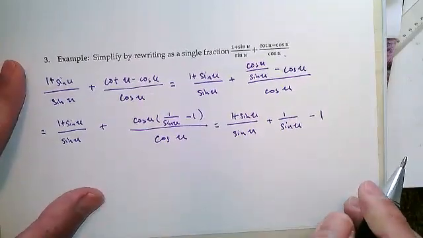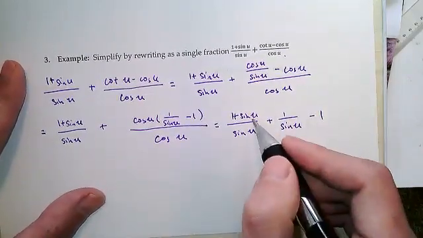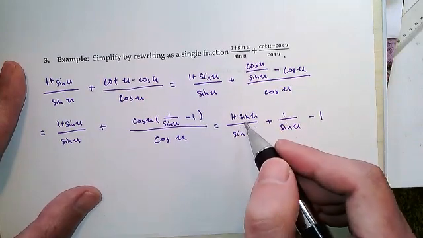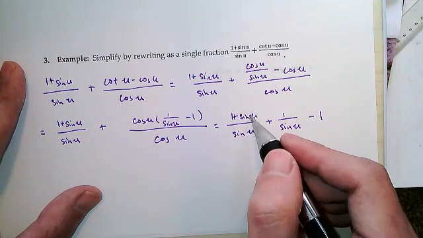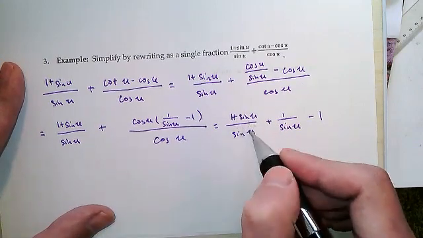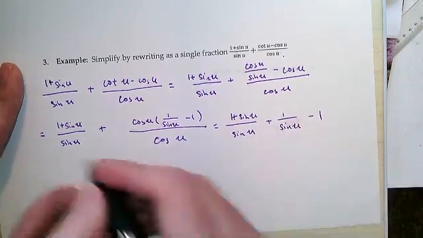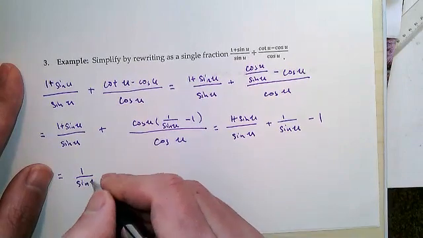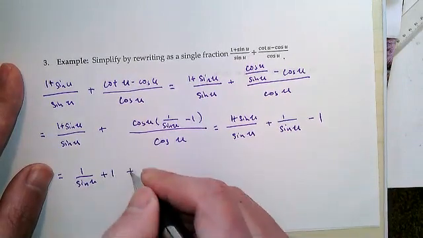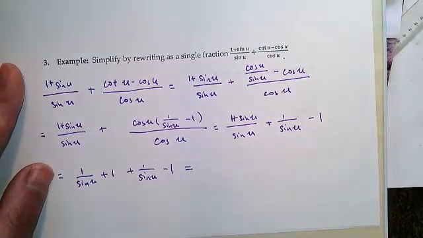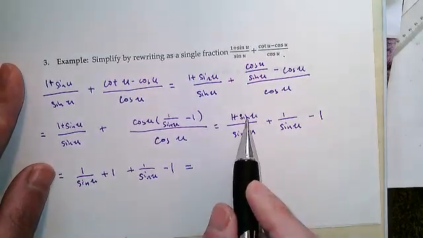This is what you get. However, look at this fraction. This is one fraction. What if we split it into two fractions? We get 1 over sine, sine over sine. Sine over sine is just 1, right? So you get 1 over sine plus 1 plus 1 over sine minus 1. Okay, I just split this fraction into 2.